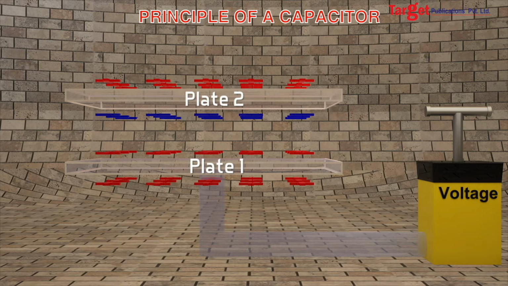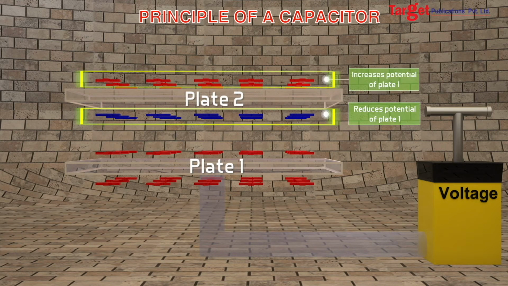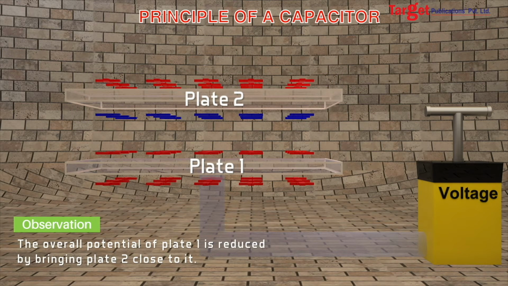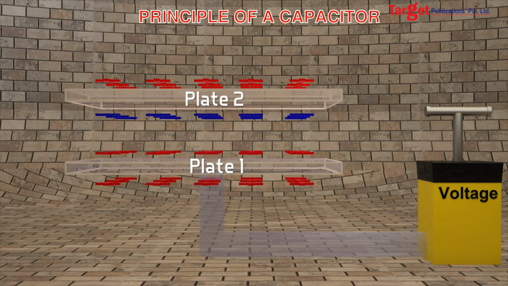The negative charge on plate 2 reduces the potential on plate 1. At the same time, the positive charge on plate 2 will try to increase the potential on plate 1. However, the effect of the closer side of plate 2 is obviously more due to the lesser distance. Thus, overall, the potential of plate 1 is reduced. This means more charge can now be stored on plate 1.